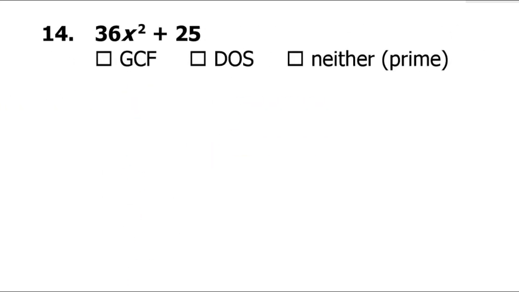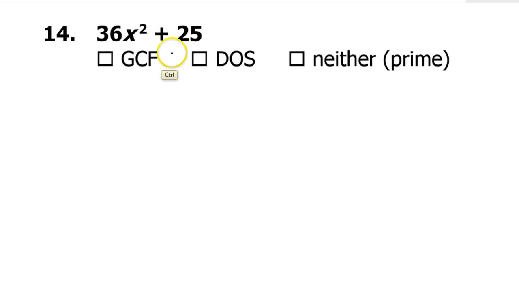So taking a look at number 14. Well, this has neither a GCF nor is it the difference of 2 squares. So this is going to be prime. All right, there's nothing that divides into 36 and 25. All of the terms don't have x's, and this is a plus, so it's not the difference of 2 squares. If this were a minus, then I could do 6x plus 5, 6x minus 5, but not a plus.